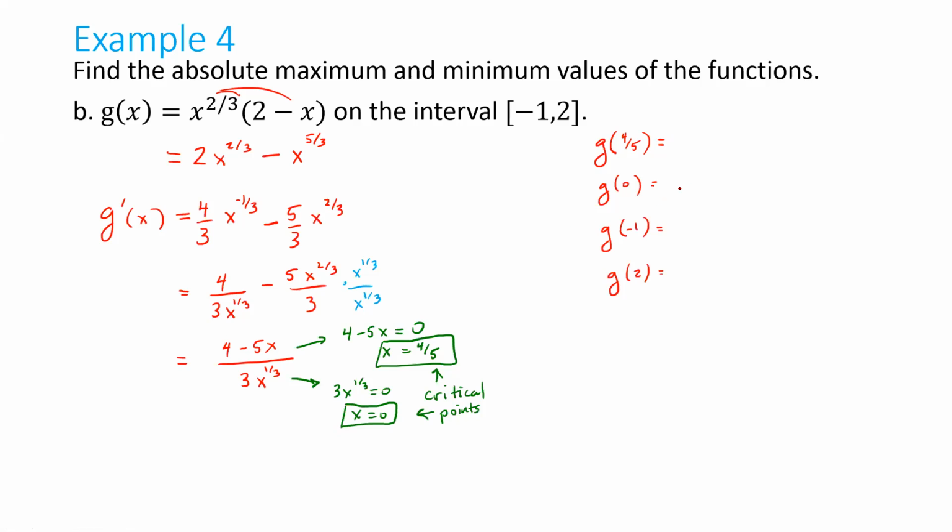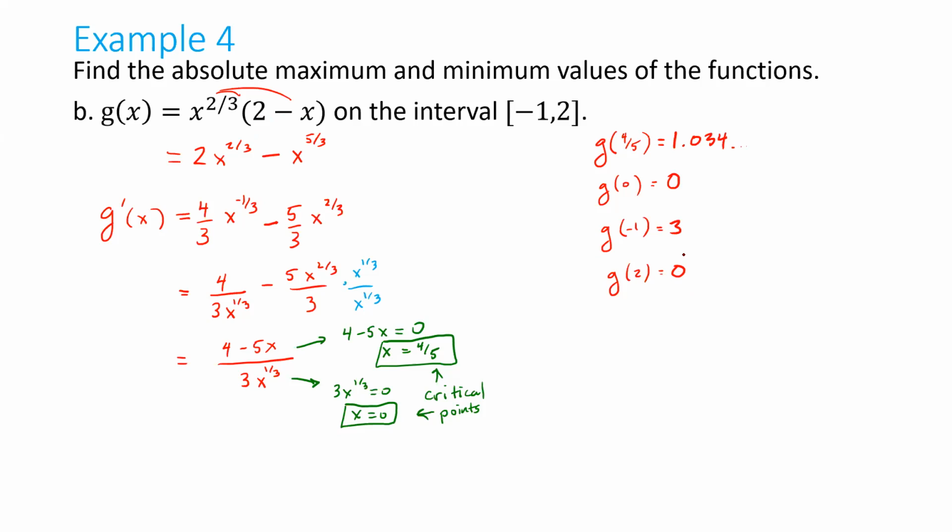Something around 1.034. g of 0 will be 0, right? And let's see, g of -1 will be, I think 3, right? Because here, -1 to the 2/3 power is really +1 because you're squaring it and then taking the cube root. So that'll be +1, and then 2 minus -1 will be +3. g of 2 will be 0 because 2 minus 2 gives me 0.